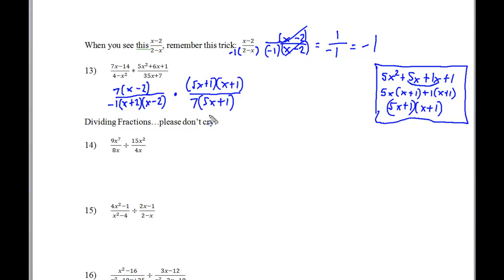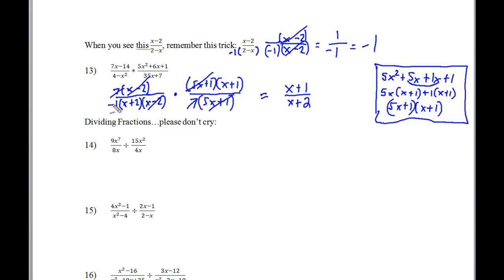Now let's see what simplifies. 5x plus 1's go away. The 7's go away. And the x minus 2's go away. And remember, when I say go away, I mean they turn into 1. And technically we simplify that out. So what we have left is, in the numerator, x plus 1. In the denominator, x plus 2.